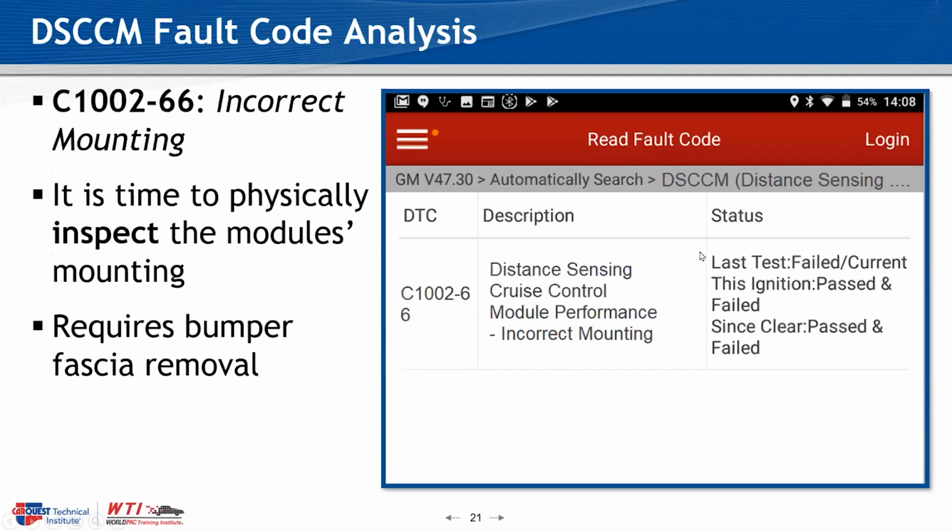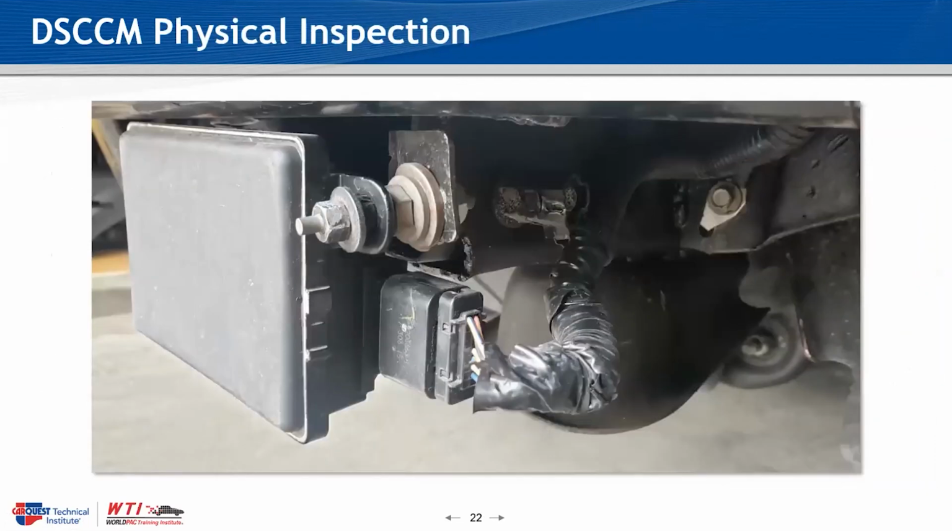So now it's time for us to physically inspect the module, because if it says incorrect mounting, we're assuming it's talking about the radar being incorrectly mounted. And to do this, we have to remove the bumper. And I can tell you the bumper is labor intensive to remove off of this vehicle. So what we did is we had them remove the bumper, and this is what we found.